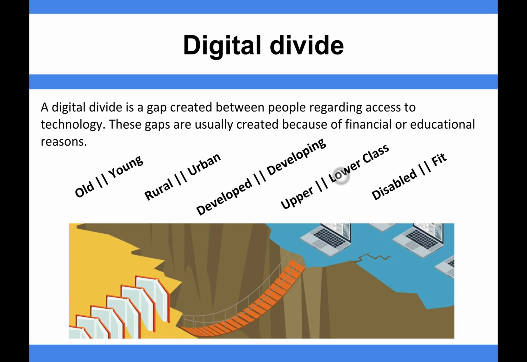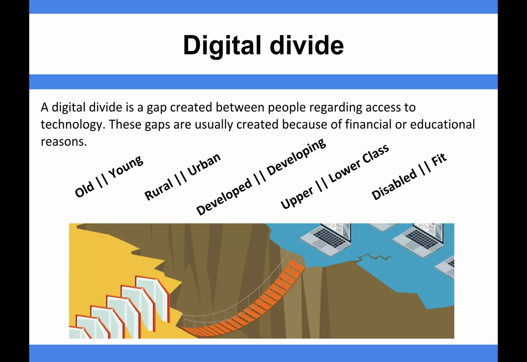you can make an argument to say lower class might not be able to afford the technology in the same way upper class can, therefore giving the upper class potentially an advantage again. And then you could say disabled and fit would be another one, because if you're fit, you've got better access to these computers, even if you can afford them, even if you're educated, even if you live in an urban area with good internet connection.